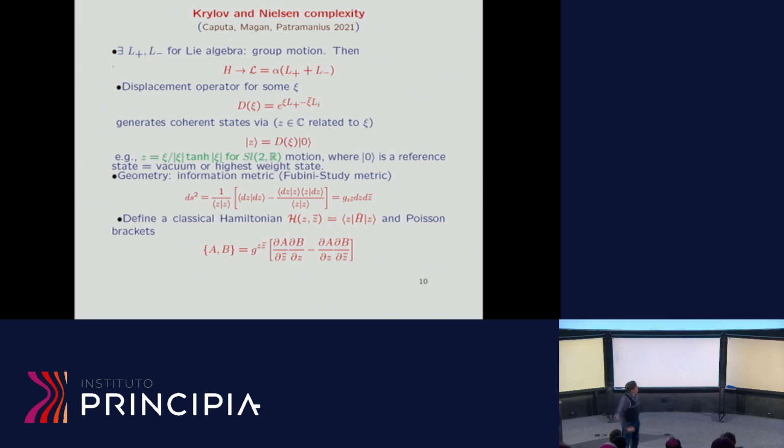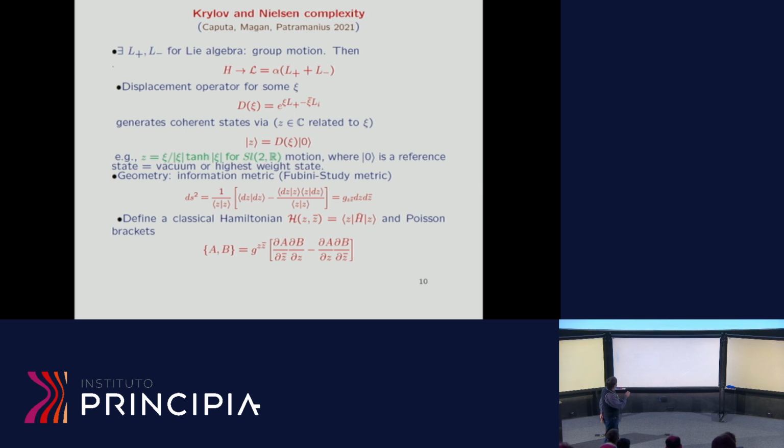The displacement operator acts in this way, and then one generates some coherent states by acting with this displacement operator on something like a vacuum, which can be perhaps a highest weight state, depending on the type of group that we have. And then the geometry defined by these coherent states is the so-called information metric of the Fubini-Study type defined in here.